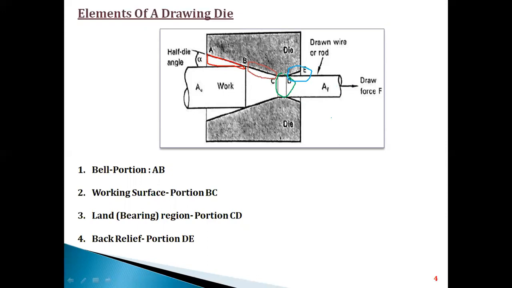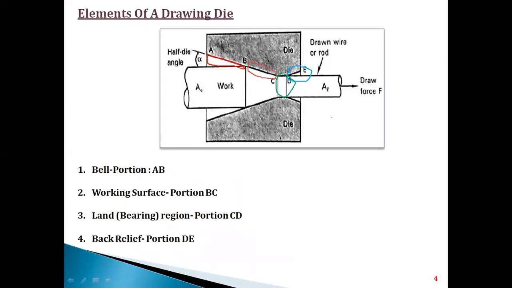The first portion is the bell portion, the space from A to B. Then comes the working surface portion B to C. Then comes the land bearing region portion C to D. And the last comes the back relief portion D to E. So let us see what happens in each of these portions in detail.